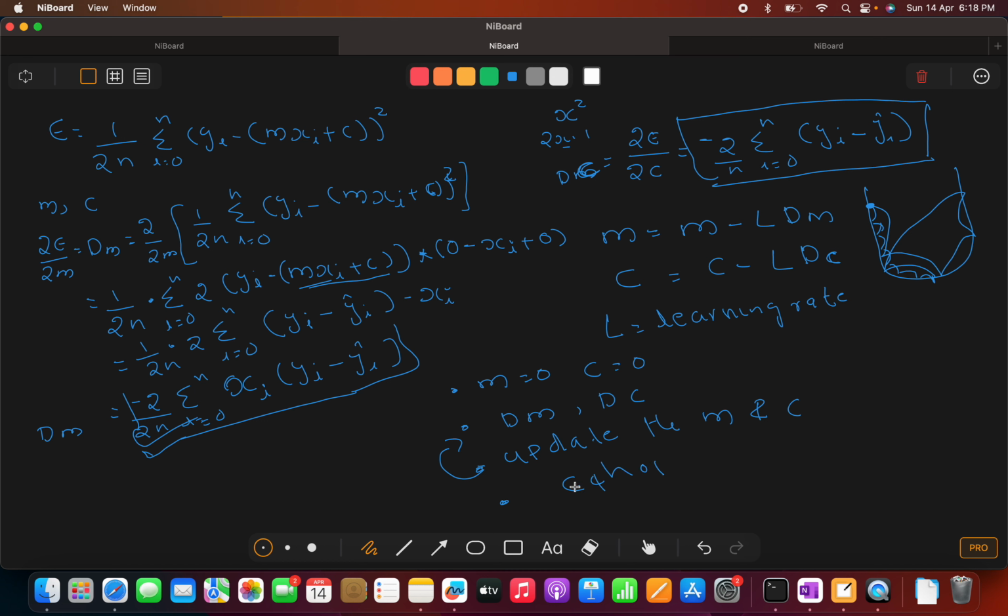until it reaches the epoch limit, or it reaches some threshold value. I believe this is clear.